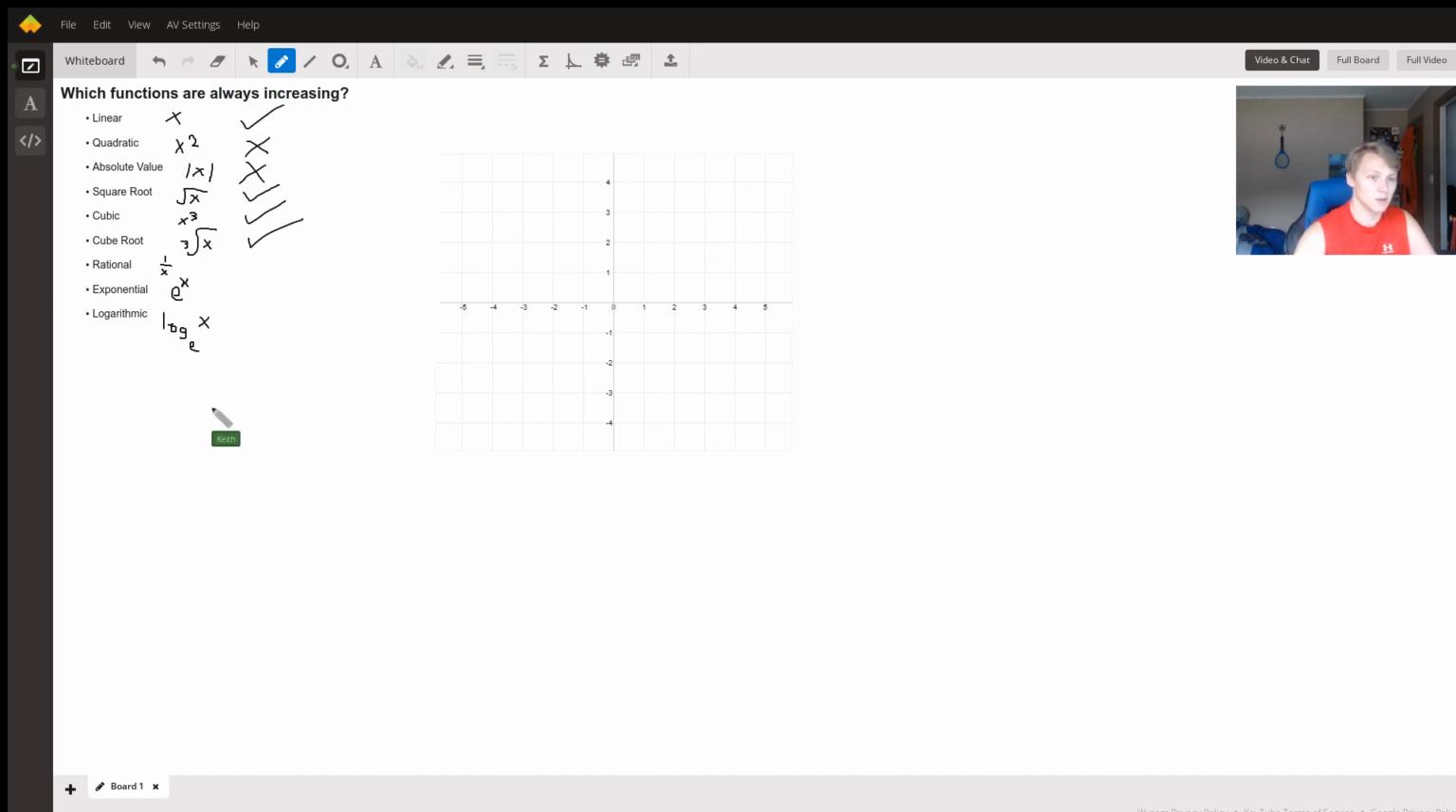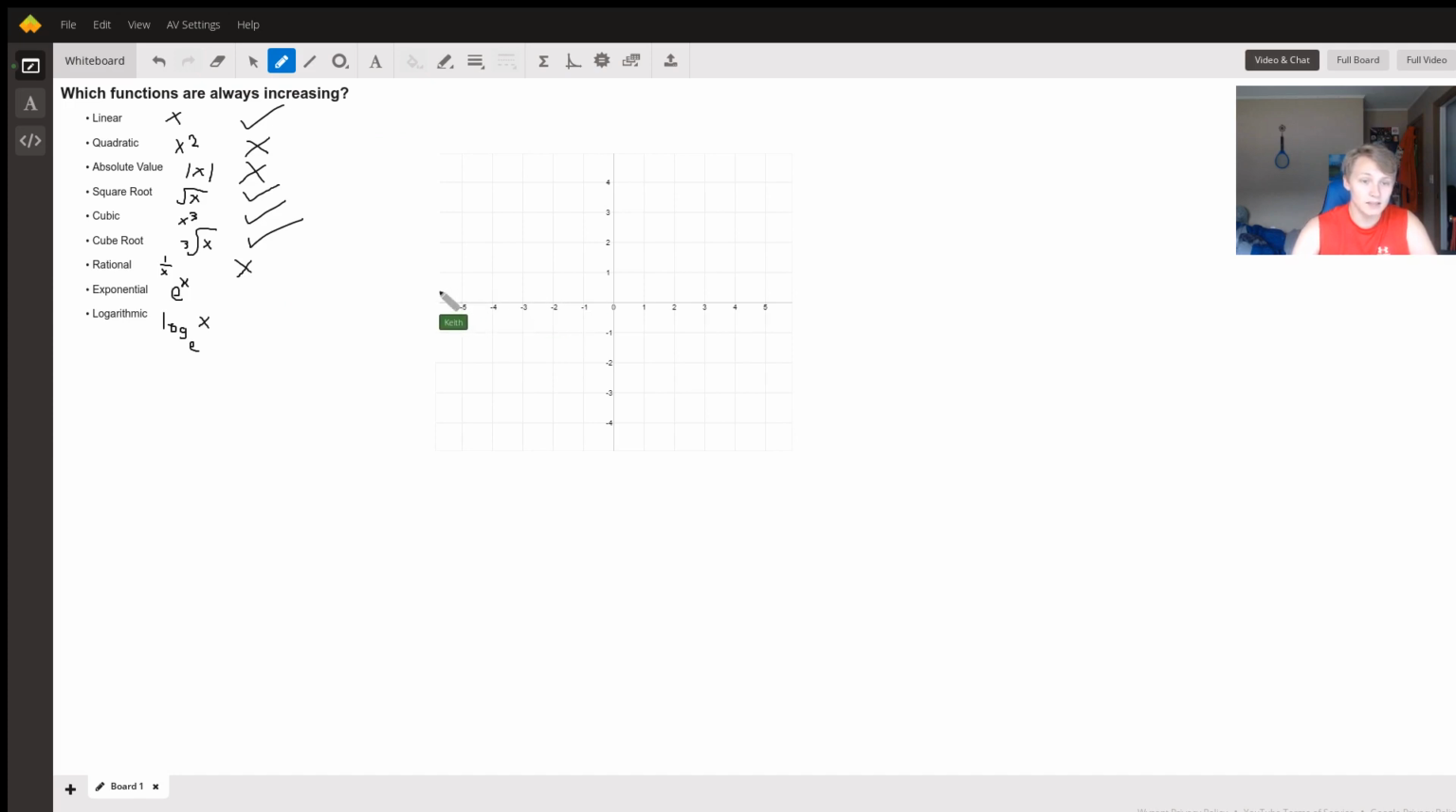Rational. So in this case, we have a rational function divided by a rational function, so 1 over x. And this one is not always increasing. In fact, it looks like it's pretty much going down the entire time. But it's not always increasing. So no on the rationals.